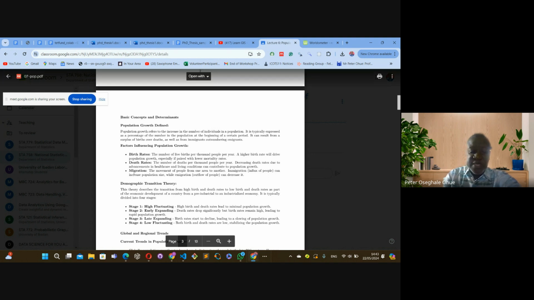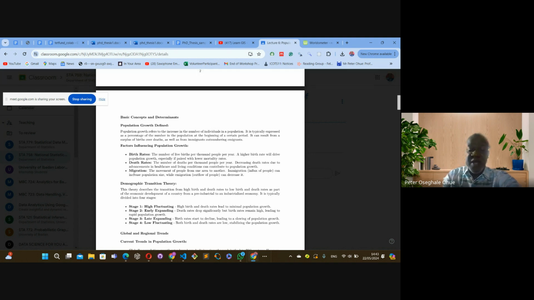The last one is migration. Migration is the movement of people from one area to the other. So when you are thinking about the population of Nigeria, also remember the Japa syndrome. Nigerians are also leaving, but as you consider people that are leaving, you also have to consider people that are coming in. So there's immigration, and there's emigration.